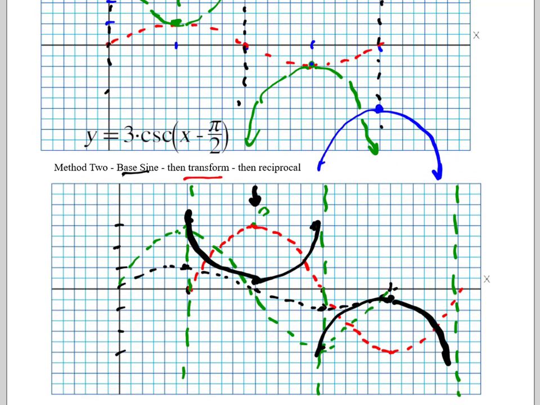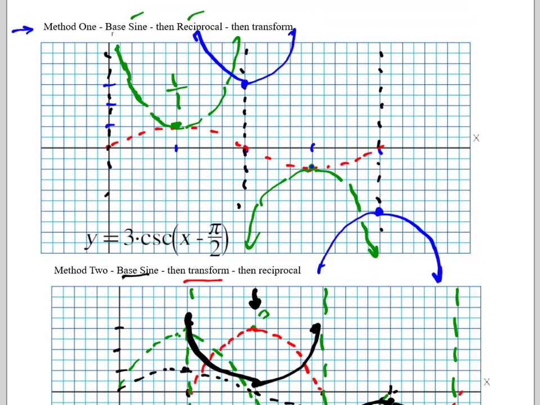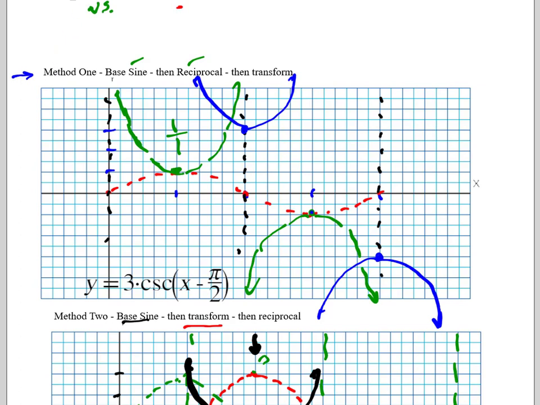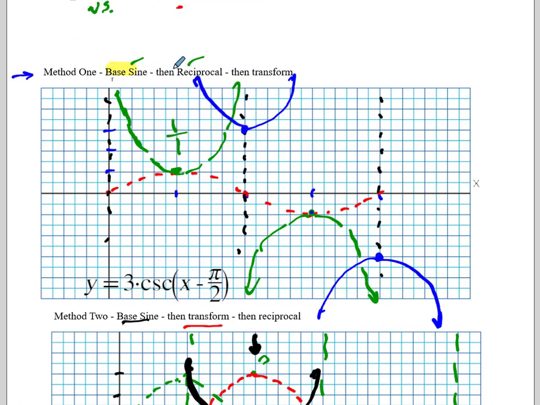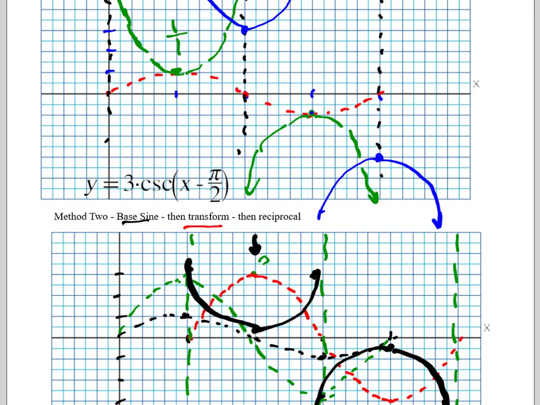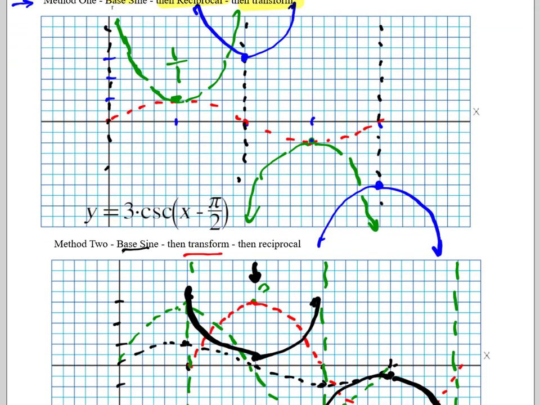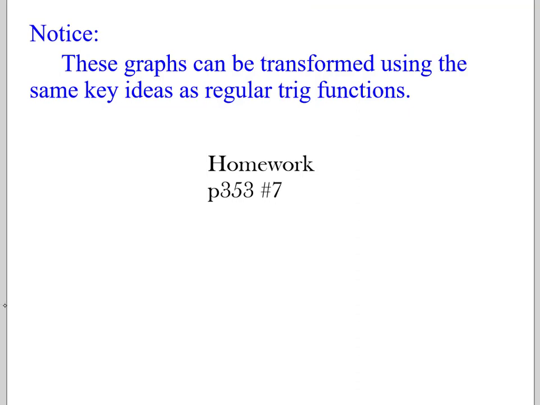Okay, so if you want to keep your life a little bit easier, concentrate on method 1. Draw the base curve for your sine, then find the reciprocal, and then do your transformations. Easiest way to do it. Okay, that's going to take a little practice. It's a little tricky, but it's not that terrible. Okay, page 353, number 7, if you can try a couple, and we'll talk about it more in class.